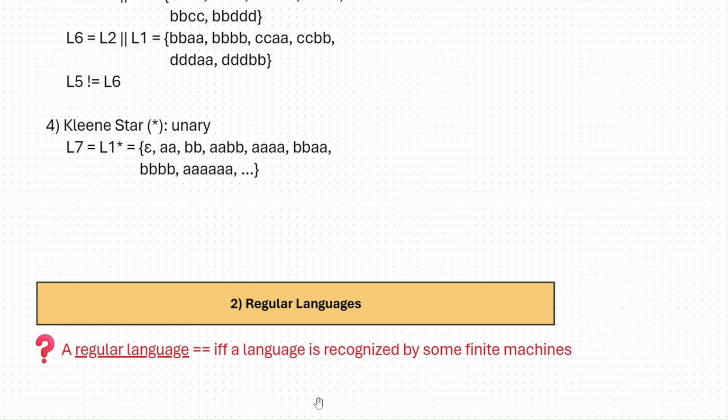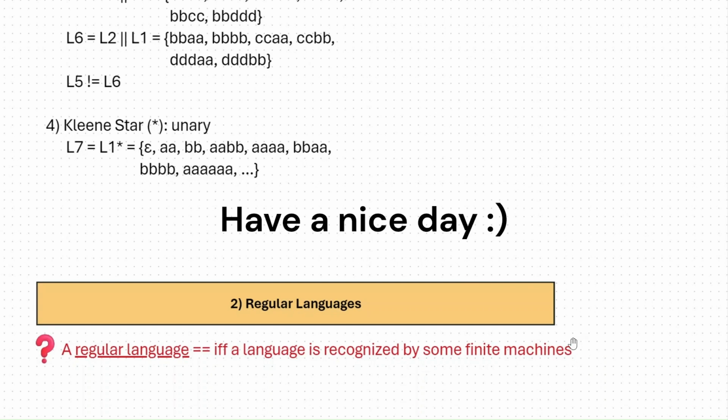And finally, regular language. What is a regular language? A language is a regular language if and only if a language is recognized by some finite machines. We will look at it in the following videos deeper. So see you in the next lecture.